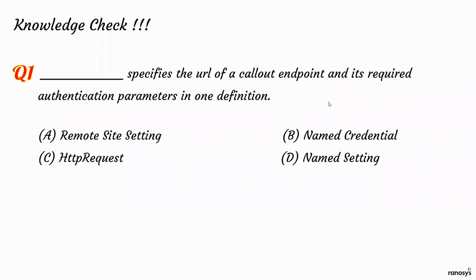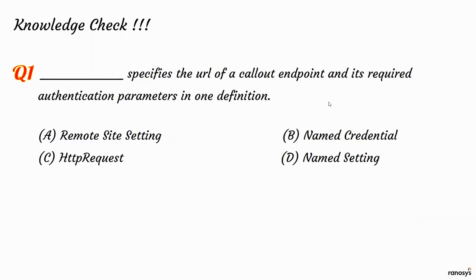Anushka, please let me know if anybody is responding in the chat. Everyone is answering A, remote site setting. All right. Any other? Well, a few people are answering B as well, named credential. Now we have C as well, HTTP request. So you have seen the C option as well. Yeah, I've seen the C option. One person, Abhishek, is saying C, HTTP request. All right. Okay, fair enough responses from you.